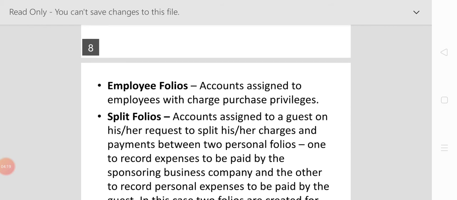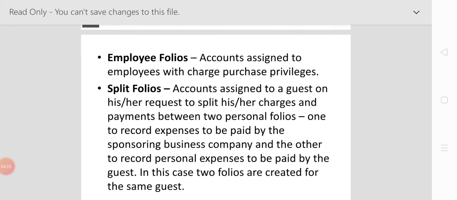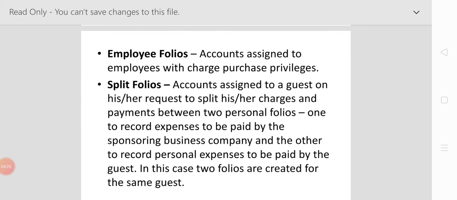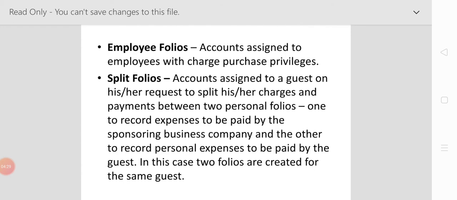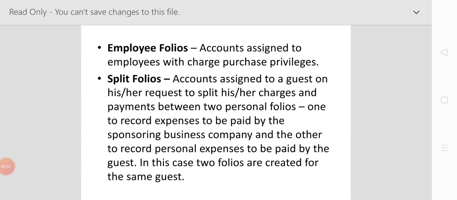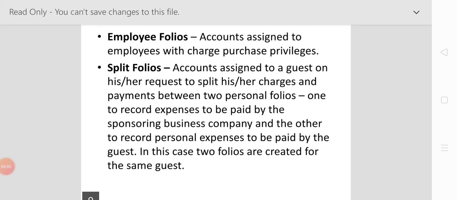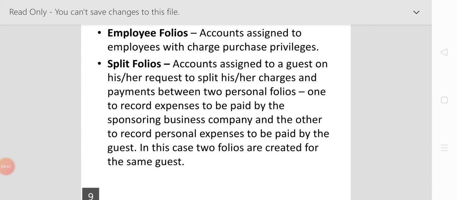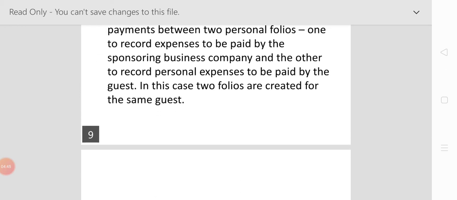Then the next is the split folio. Account assigned to a guest on his or her request to split his or her charges and payments between two folios. One to record expenses to be paid by the sponsoring business company and the other to record personal expenses to be paid by the guest. In these cases, two folios are created with the same guest name. That's all about the topic.